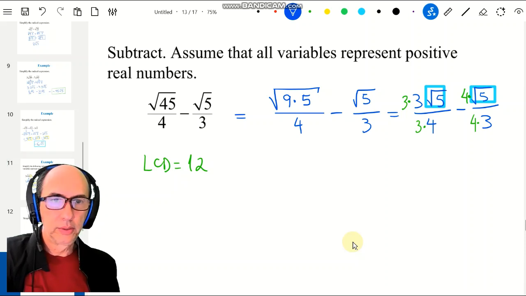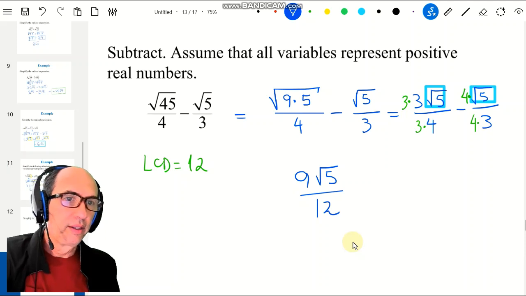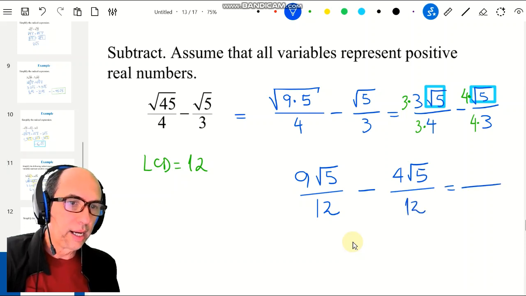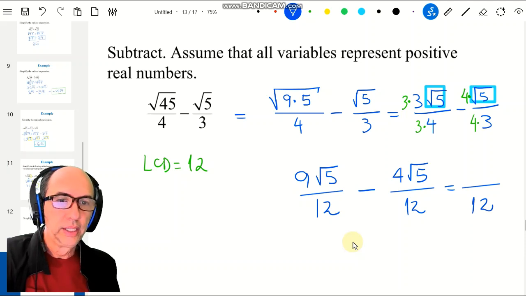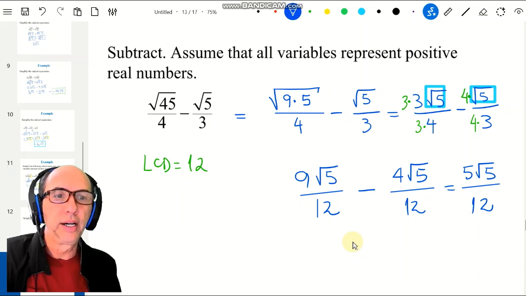This is equal to 9 square root of 5 over 12 minus 4 square root of 5 over 12. And since they have the same denominator, 12, we can write 9 minus 4, 5 square root of 5 over 12. That's the final answer.